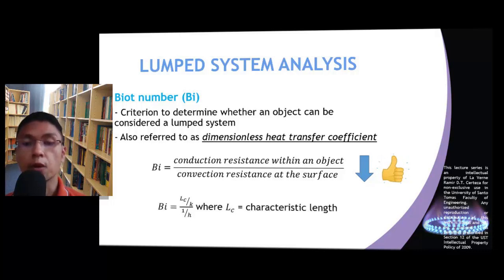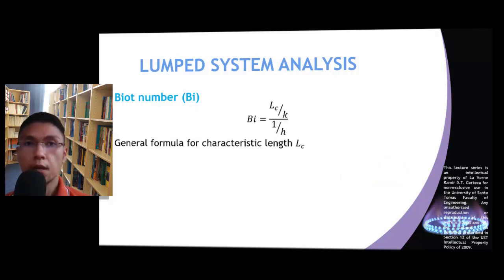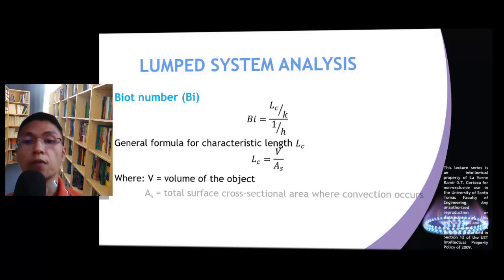This is the formula for computing the Biot number. The ratio of the characteristic length of the geometry to the thermal conductivity of the object is divided by the reciprocal of the convection heat transfer coefficient at the surface of the object. The general formula for the characteristic length of an object corresponds to the ratio of the total volume of the object and the total cross-sectional area from or to which convection occurs.